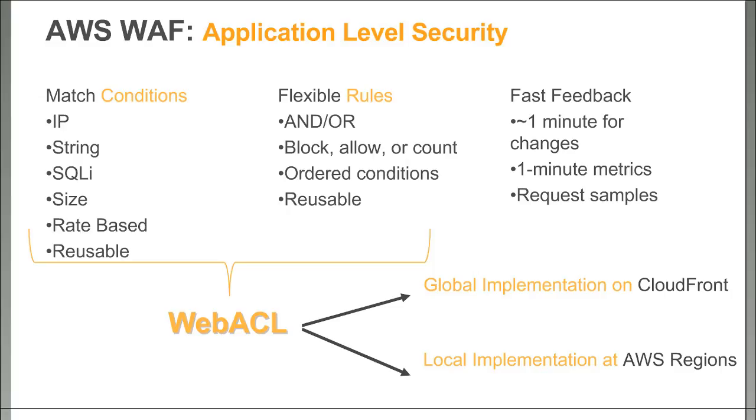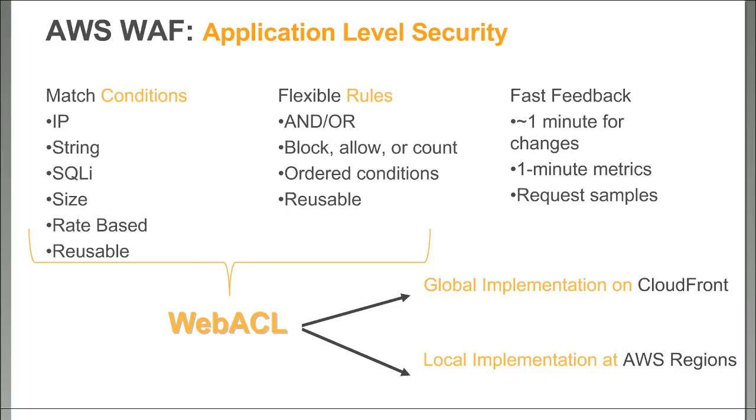There are conditions, rules, and rules that go up to make what's called a web ACL, or web access control list. Some things that you can match from a condition perspective are IP addresses and string match conditions. You can prevent SQL injections and cross-site scripting. You can create rules that look at the size of requests and limit large size requests. You can also create rules that allow you to either block, allow, or count requests that come in based on rate, so number of requests per second or requests per 5-minute period.